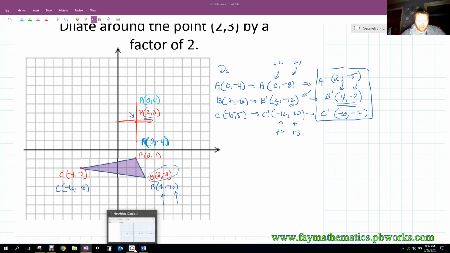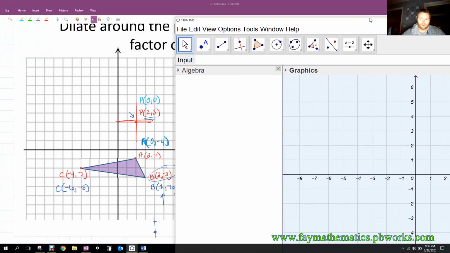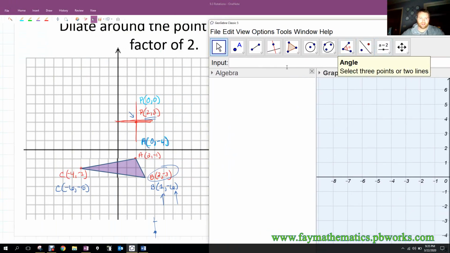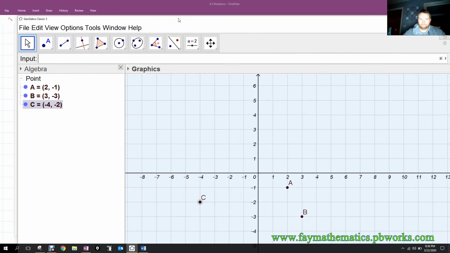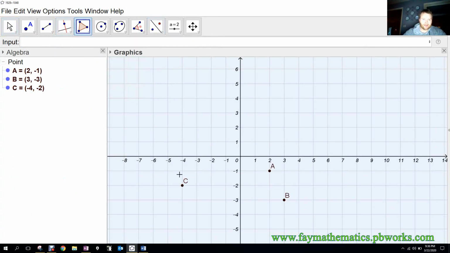I'll use GeoGebra here real quick to confirm this with you, so you can see some relationships maybe a little bit better than my drawing. So A then is located at 2, negative 1. B was at 3, negative 3. And C was at negative 4, negative 2. Alright, so I'm going to connect those, create my polygon.